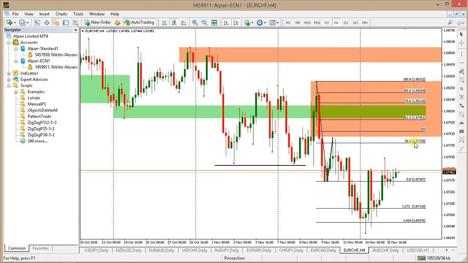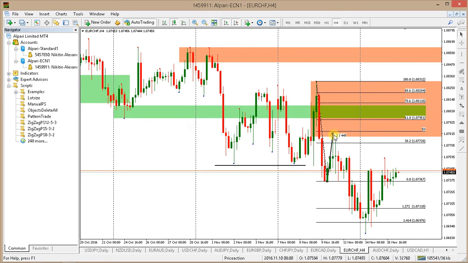If it is exactly pip to pip, 1.07728, if it coincides, then it is valid. If it is more, it is of course valid. So this is the minimum requirement to coincide with that. If it is more, it is better.